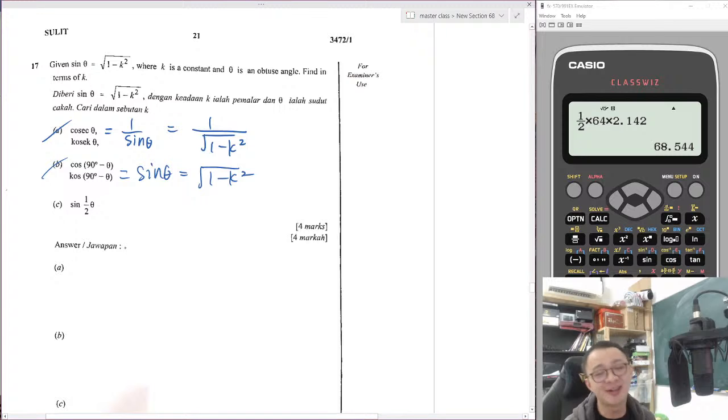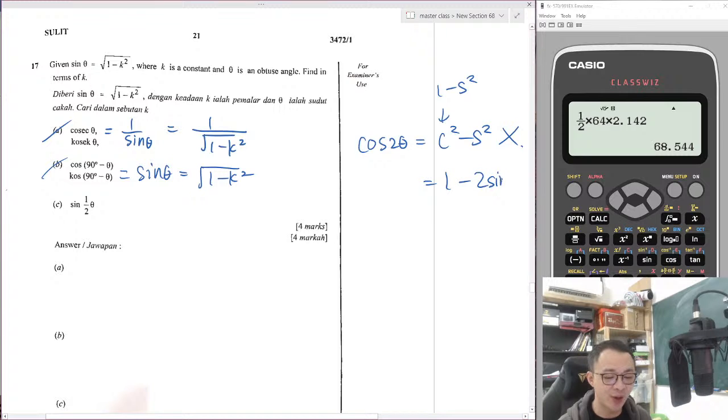Alright, the half angle is a little bit hard here. Normally if I want to get the sine half angle, I will get it from the cos 2 theta formula. The cos 2 theta formula is given, isn't it? One of the formulas is cos square minus sine square, but I don't want this one. I want the one with sines only. So cos square I can change into 1 minus sine square, so I will get 1 minus 2 sine square theta.